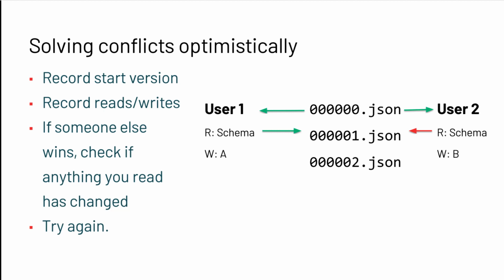Delta Lake handles this with mutual exclusion. So user 1's commit is accepted and user 2's is rejected. However, instead of throwing an error, it actually checks for those new commits and then processes user 2's commit on that newly updated table.